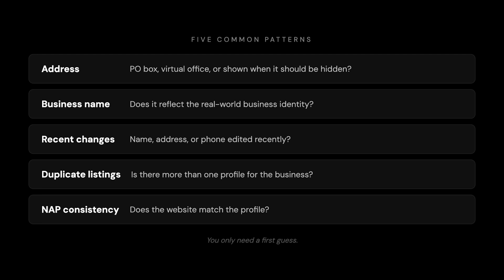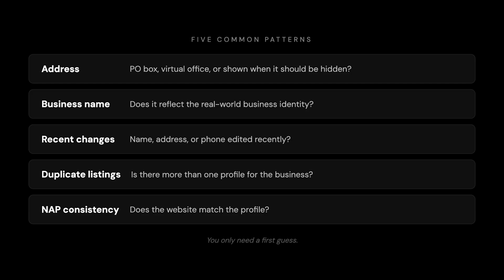Recent changes can also trigger a Google business profile suspension. If you changed your name or address or phone in the last 2 weeks, you have to review it as well. Also, duplicate listings. Is there more than one profile for the business? If so, you have to delete the duplicate. And finally, the NAP inconsistency.